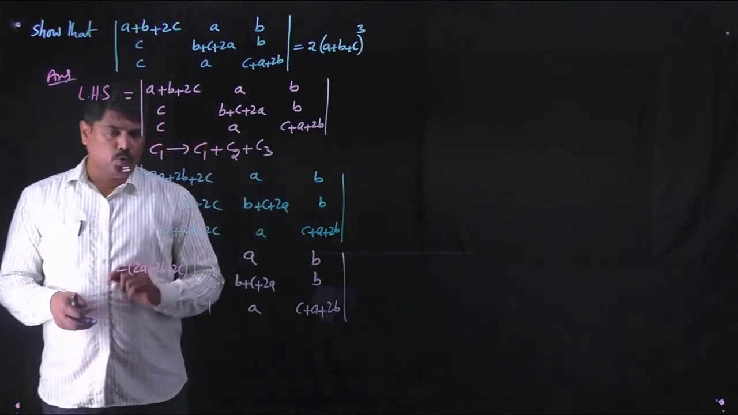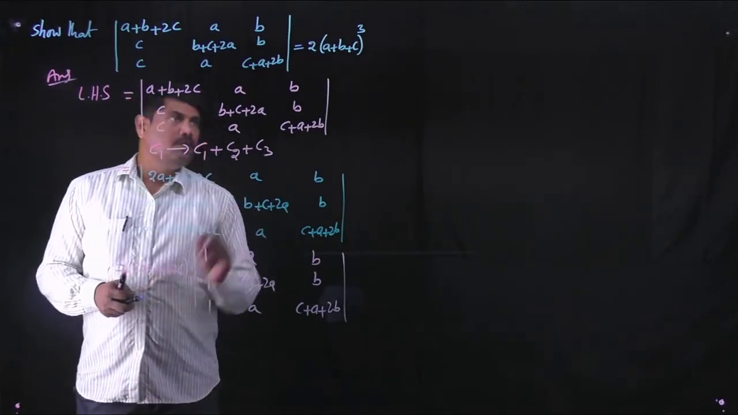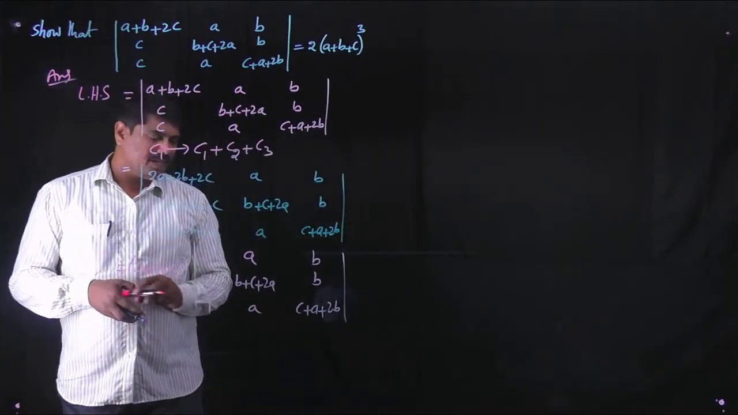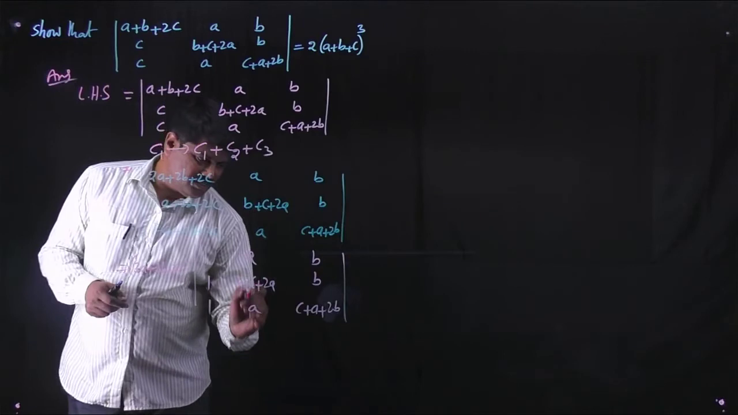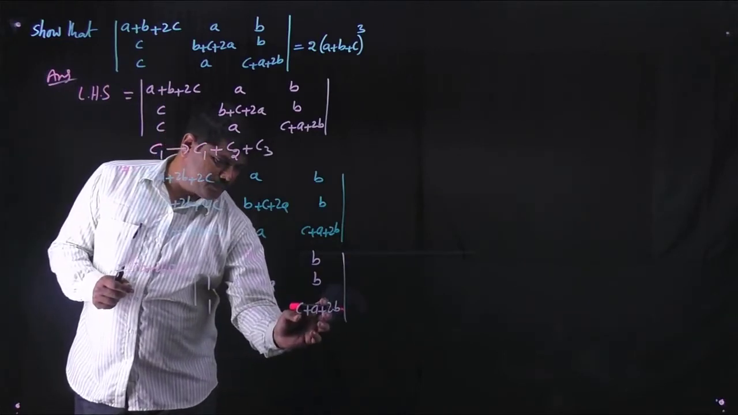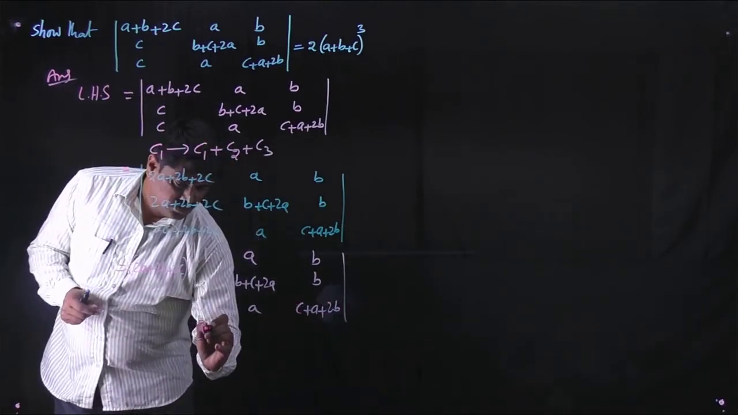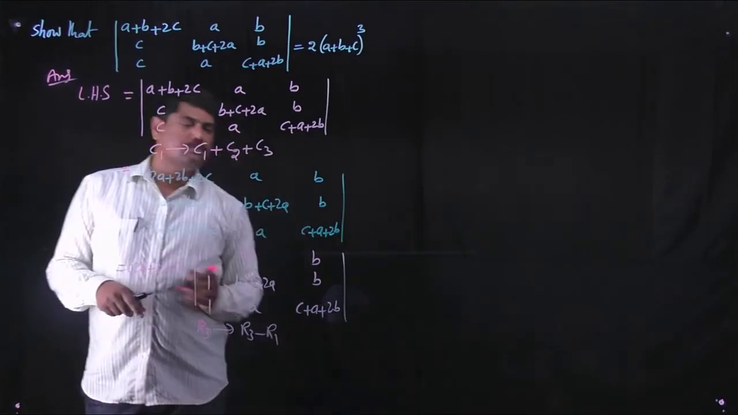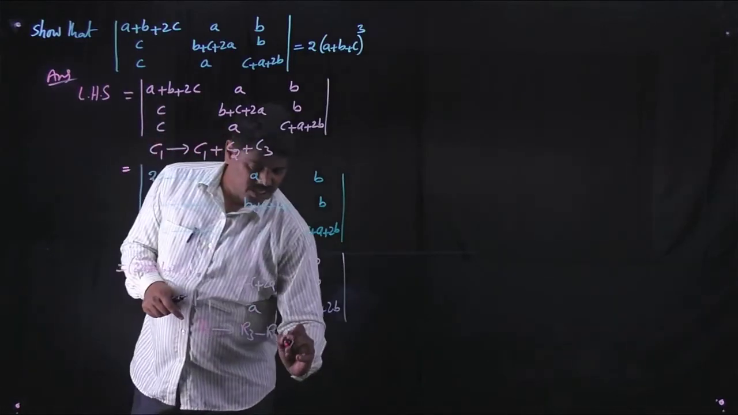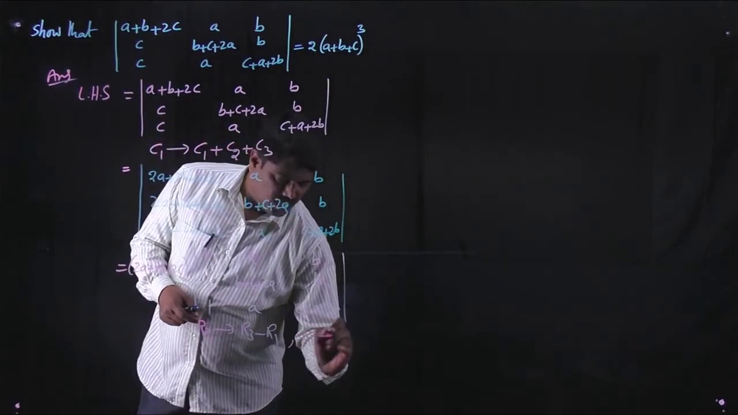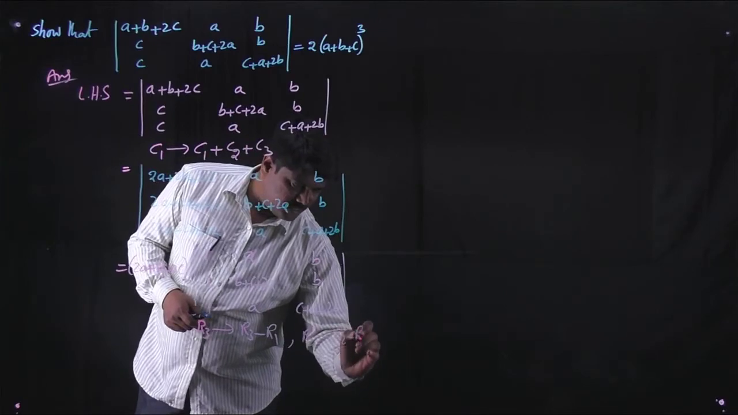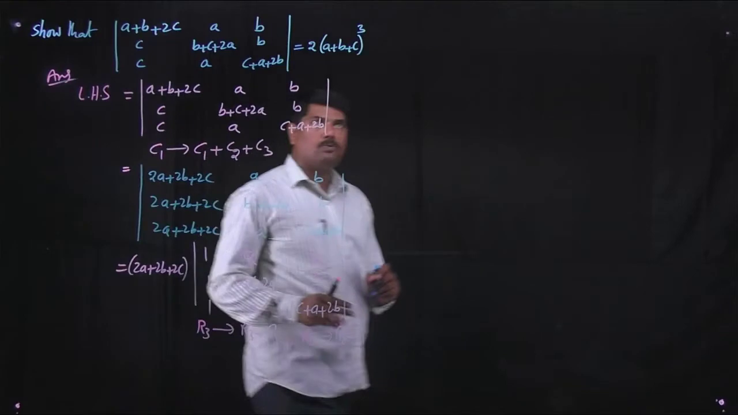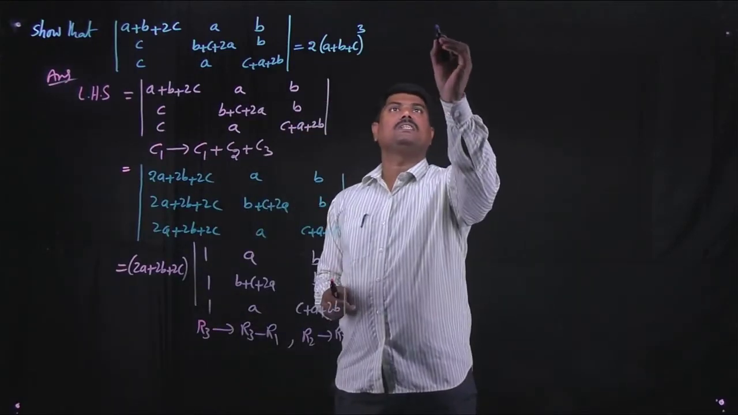So this will become 2 into a plus b plus c, separating 2. Later we need to get another a plus b plus c values. That's why I am changing to get a plus b plus c as a factor from R3. If you consider R3 minus R1, you will get the factor a plus b plus c, and R2 as R2 minus R1, you will get a plus b plus c. So by applying that, let me write the next steps from here.